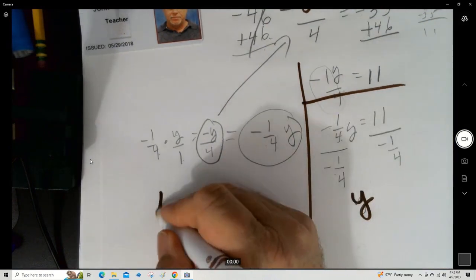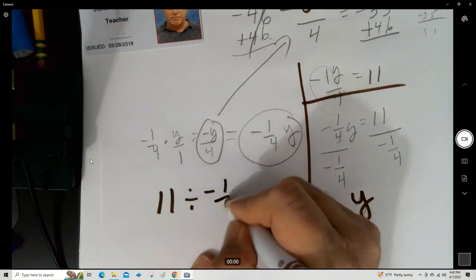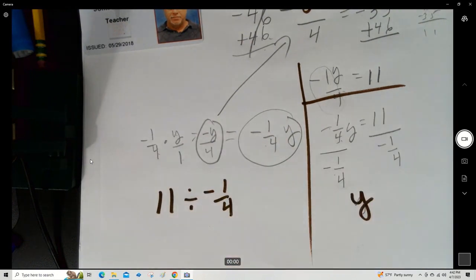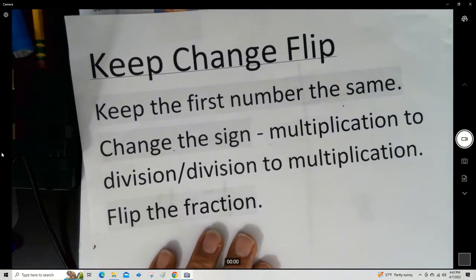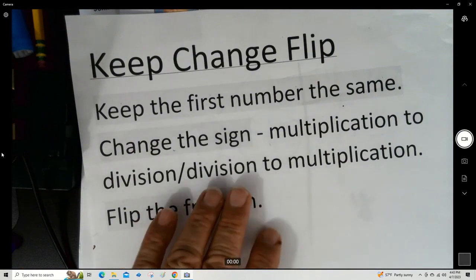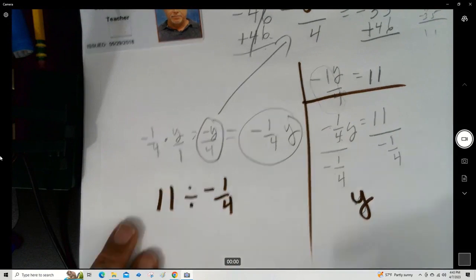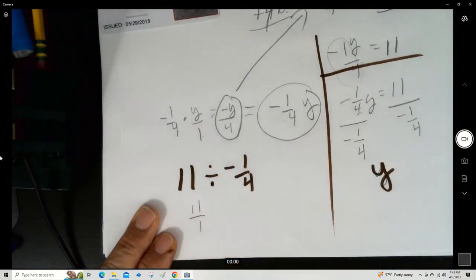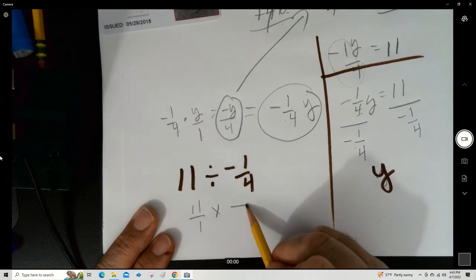Let me do it over here. 11 divided by negative 1/4. All right, I heard somebody yelled out. I hope you're anticipating what I'm reaching for here. What am I reaching for? Keep, change, flip. Because we're changing from division to multiplication. So we keep the first number, 11. In fact, we make it a fraction. Change the sign. Flip the fraction.